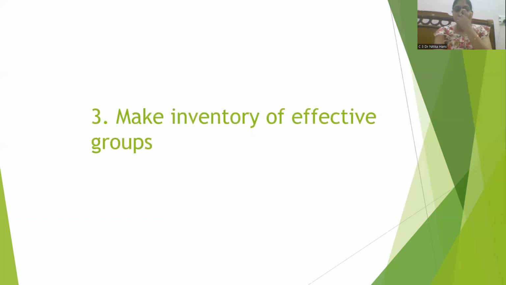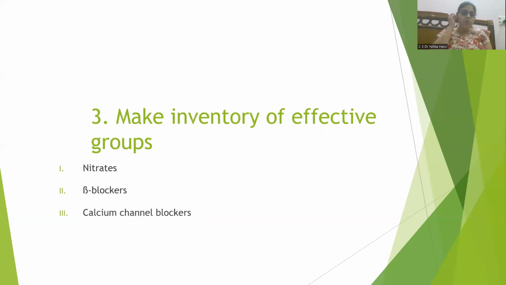The third step is to make an inventory of the effective groups. The drugs are the nitrates, the beta blockers, and the calcium channel blockers. The nitrates release nitric oxide and cause vasodilatation. So they decrease the venous return, decrease the end-diastolic pressure, and so decrease the preload. So these are the most effective treatment for an acute attack of angina. Beta blockers and calcium channel blockers decrease the heart rate and the cardiac output, and decrease the afterload.